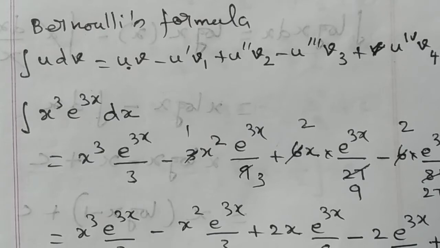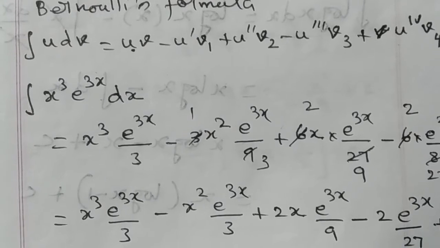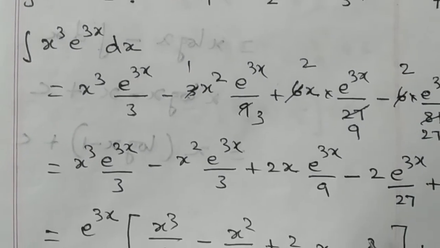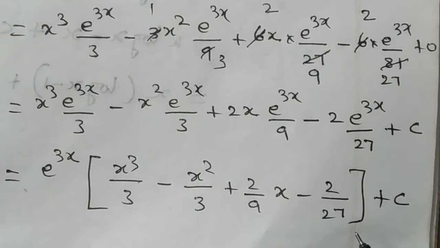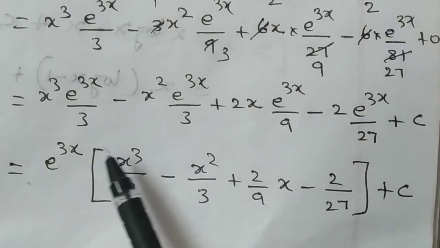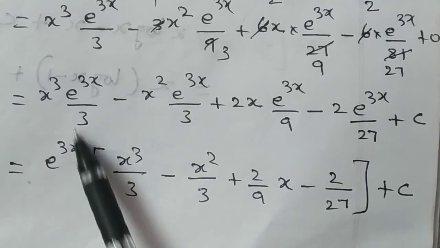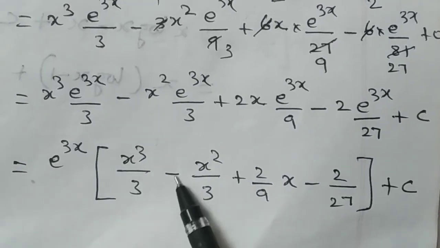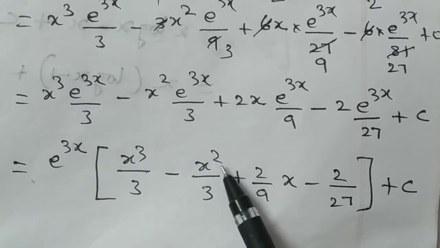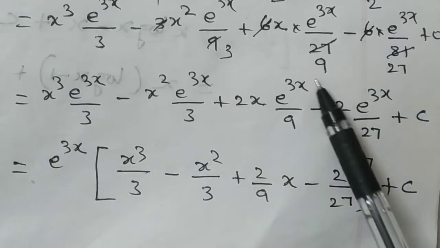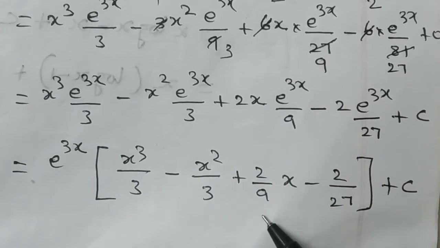So in all the terms, e power 3x is common. Taking e power 3x common, the remaining terms are x cube by 3 minus x square by 3 plus 2x by 9 minus 2 by 27.